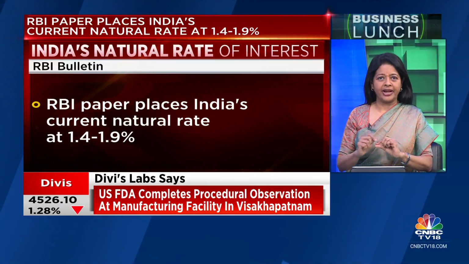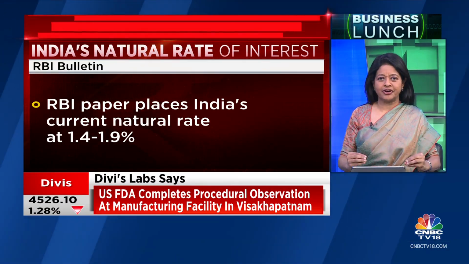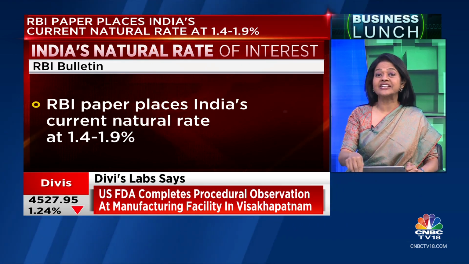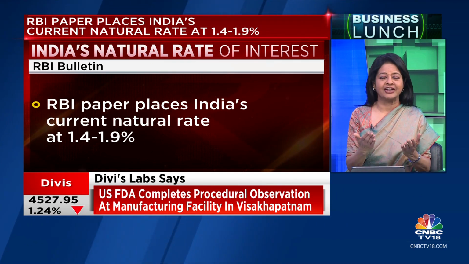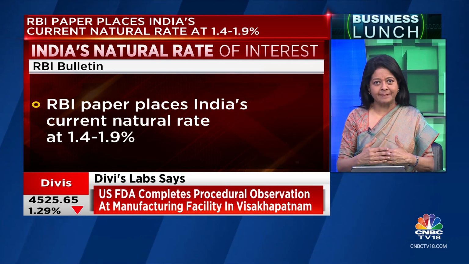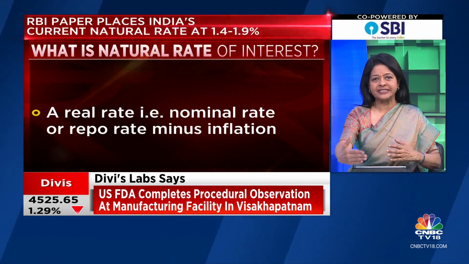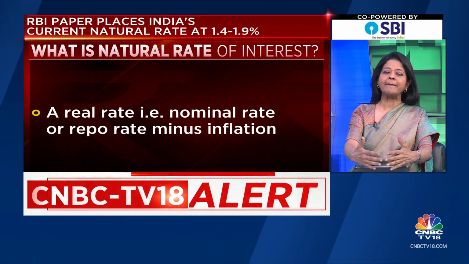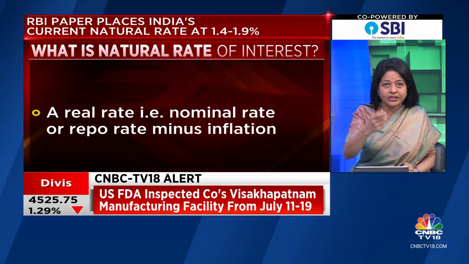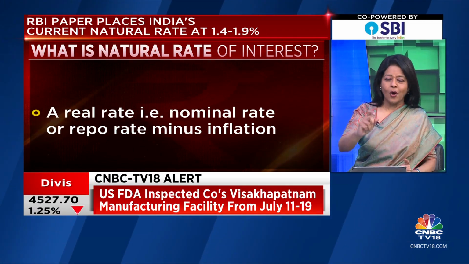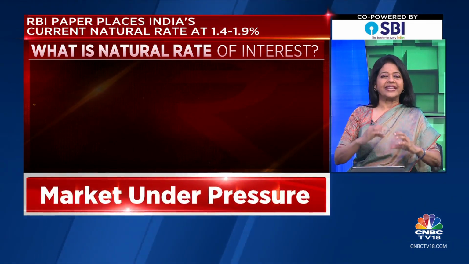Latha. Well, the natural real rate of interest, which the Reserve Bank has in mind, was something economists were very much waiting for, and that was announced in the July bulletin, the 1.4 to 1.9%. Now, what is this natural rate of interest? First, we should know that it is a real rate of interest. What is real interest? Suppose you're getting 7% in a bank. 100 rupees becomes 107 at the end of the year. But inflation is 5%. That is eating away 5 rupees. So what is your real interest? It's only 2 rupees or 2 percentage points. Now, that is the real rate.